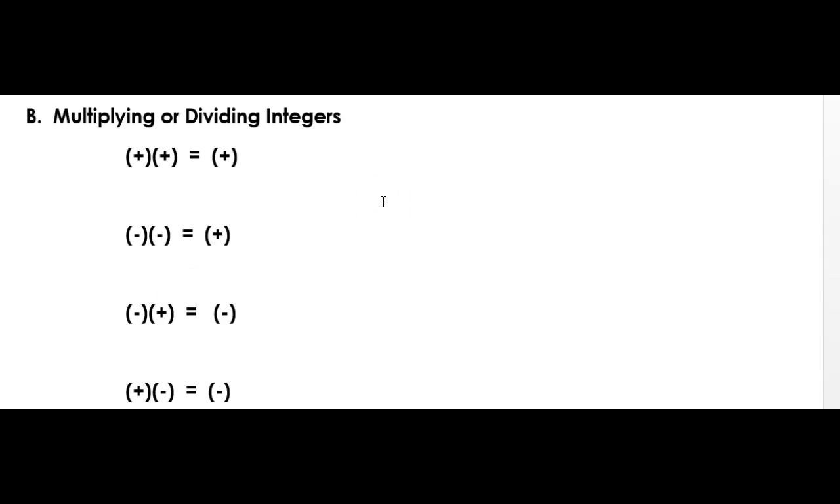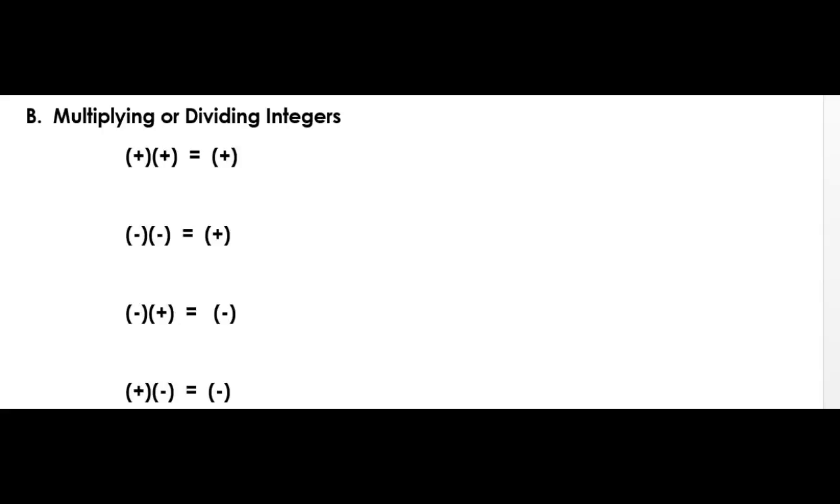So the good news is that the adding and subtracting of integers is the tougher part. Multiplying and dividing is fairly straightforward, and I've outlined the rules here. If you have a positive number and you multiply that by a positive number, you end up with another positive number, and that should be no surprise. Let me do a couple quick examples of this.